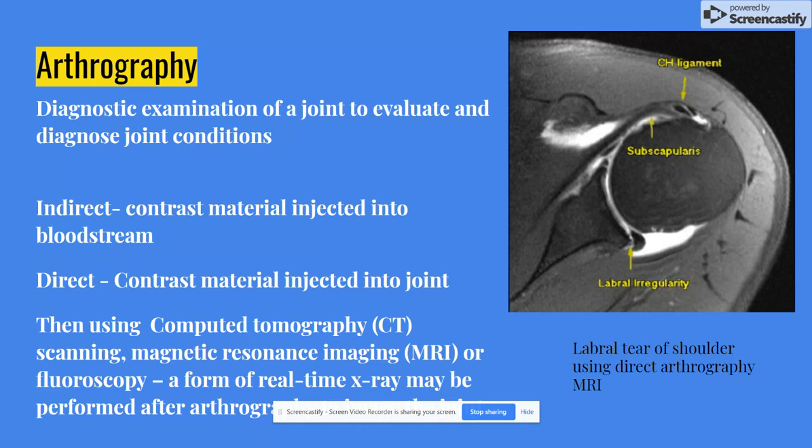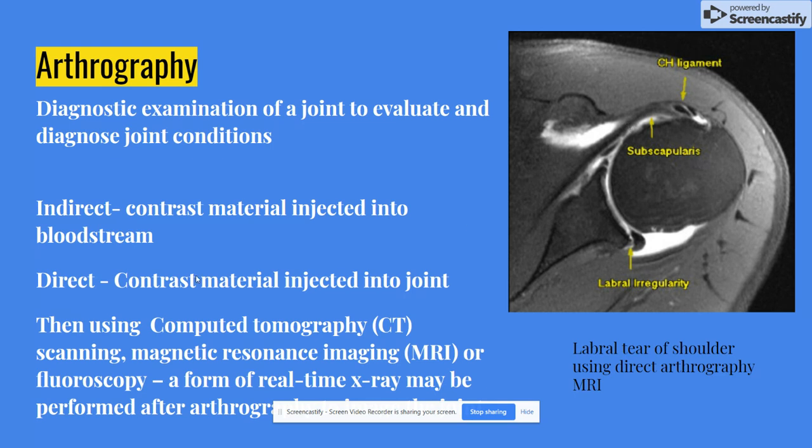Arthrography, this is the diagnostic examination of a joint to evaluate and diagnose joint conditions. So right here we can see a shoulder. This is going to be a lateral view. And in here, this is the head of the humerus, and this is the neck. And right here on this white part, we can actually see a labral irregularity. And this is probably a good indicator that there is some type of tear, but we had to inject dye into the joint space in order to see it, right?